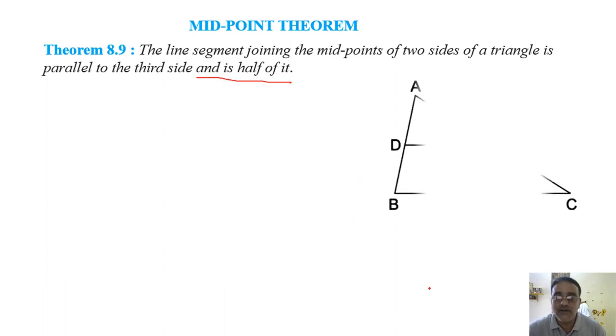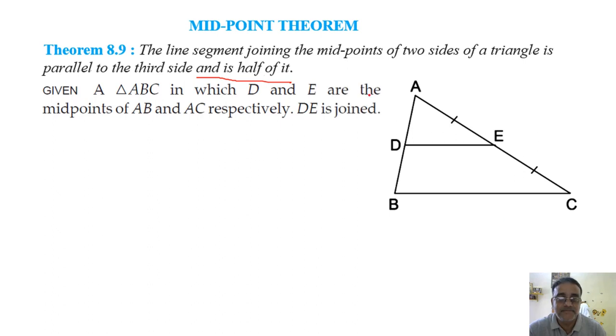Okay. So now see the diagram. D and E are the midpoints of AB and AC respectively. And DE is joined. And what we have to show is that DE is parallel to the third side and half of it. DE is half of BC. So हम लोग को क्या प्रूफ करना है? DE is parallel to BC and DE is equals to half of BC. So what we have to prove, that is clear to all of you? Yes, sir.